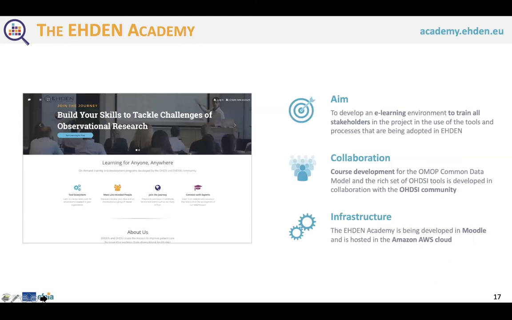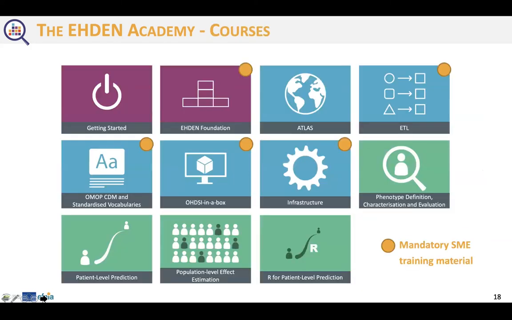To support you, we'll have one very important instrument, which is our EHDEN Academy. It's an e-learning environment to train all stakeholders, and in particular, of course, the SMEs. There are different courses already available. In the call for the SMEs, we focus on a couple of aspects. One is, of course, the foundational aspects of EHDEN. The OMOP common data model, and understanding that in depth, is, as you can understand, at the core of the skills that we're looking to establish. So there is quite a bit of focus on that.